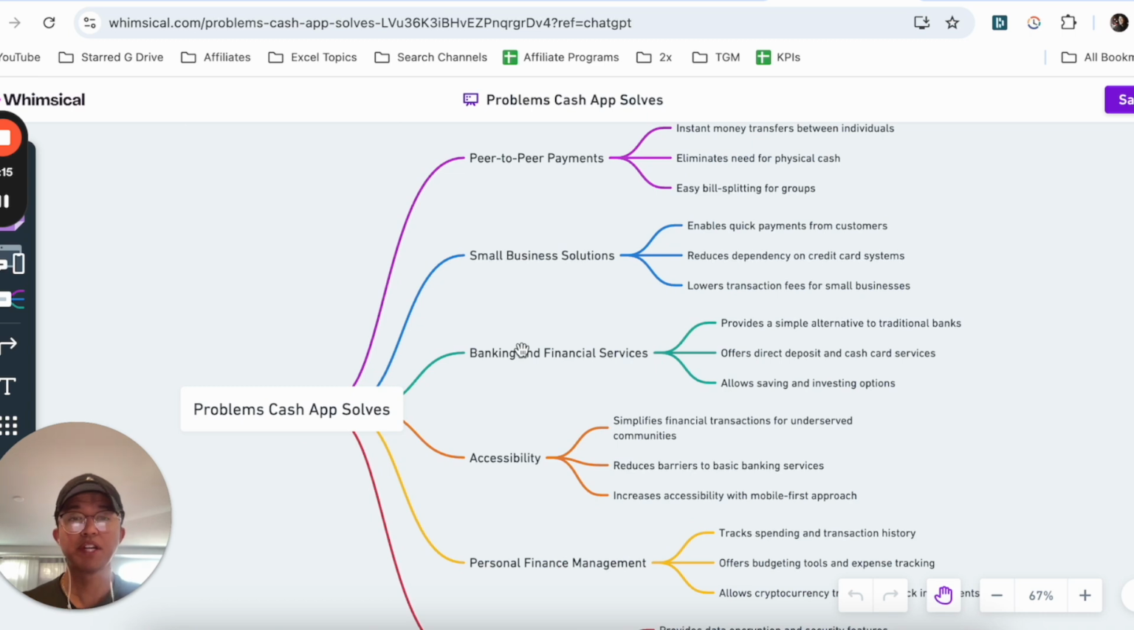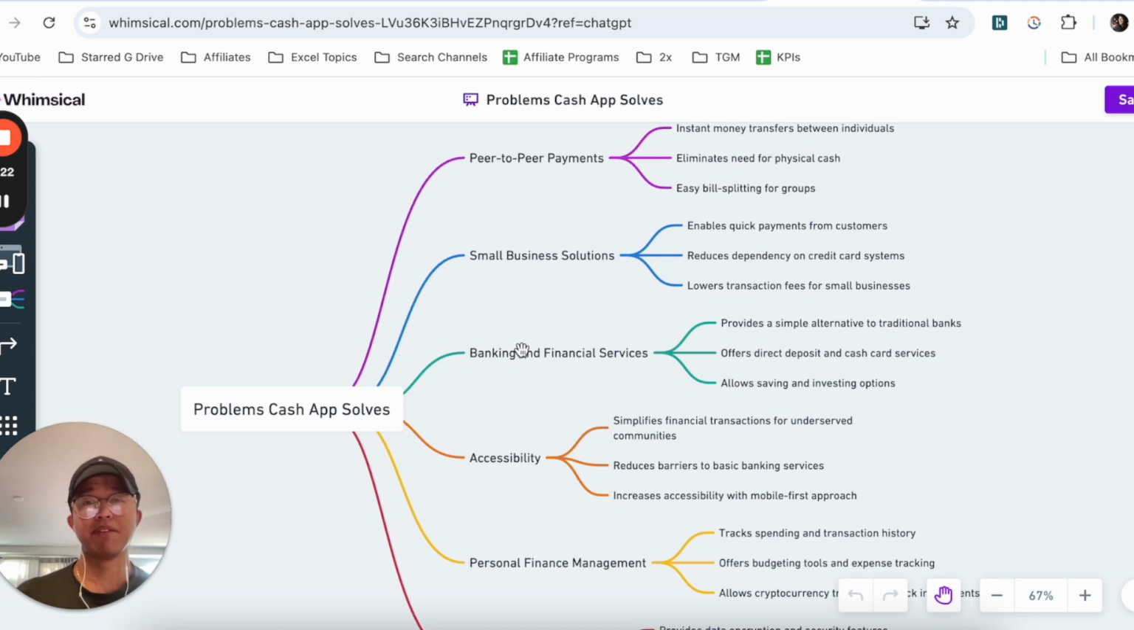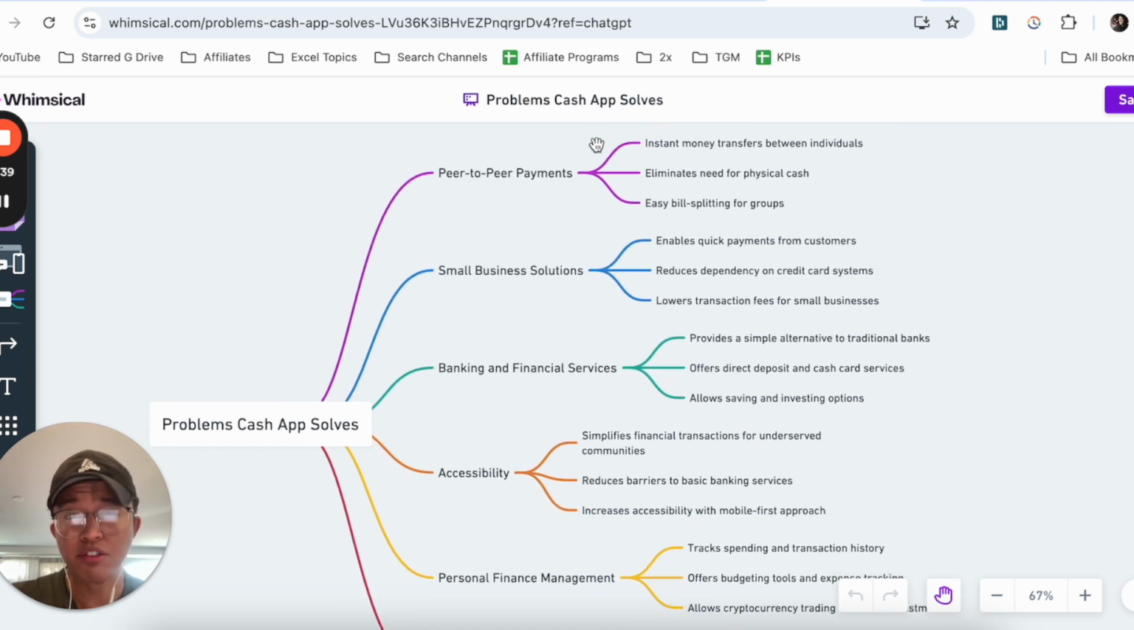Hey everyone, in this video, I'm going to show you the best way to promote Cash App on YouTube. Cash App is a peer-to-peer payment solution that a lot of people are using. The way I found the best way to promote Cash App is by using Cash App as the solution to people's problems. So I just created a quick diagram of problems that Cash App solves, and then I'll tie it all in at the end as far as how to actually promote Cash App on YouTube.